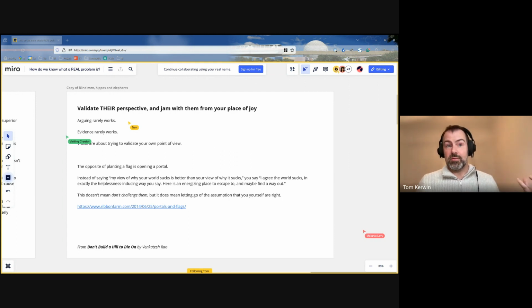I realized later, thanks to Venkatesh Rao, I was trying to validate my own point of view. I was trying to validate that I was right in the way that I was saying things. So what I started to do was to instead come round to where the people that I'm working with were standing and stand with them and look at the world through their perspective and go, oh yeah, I see, the world does suck in the way that you think it sucks. Absolutely. My God, that's terrible, isn't it? You're absolutely right. And hey, let's jam on this thing.